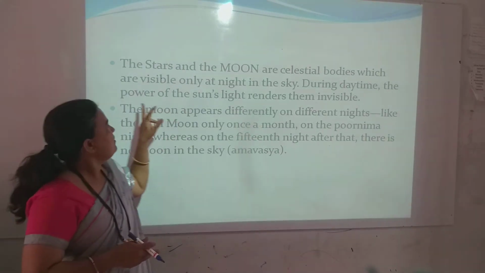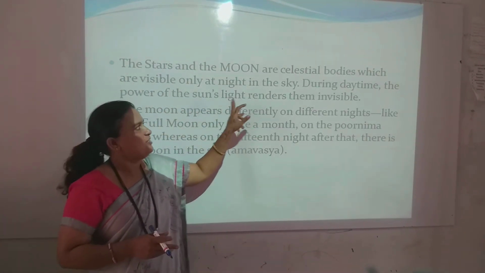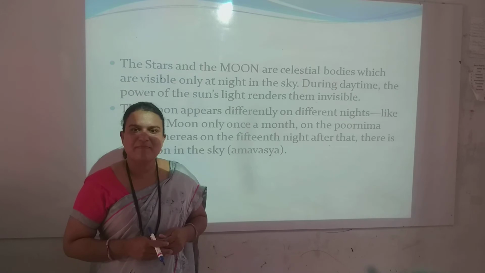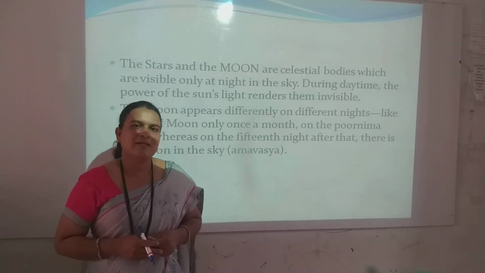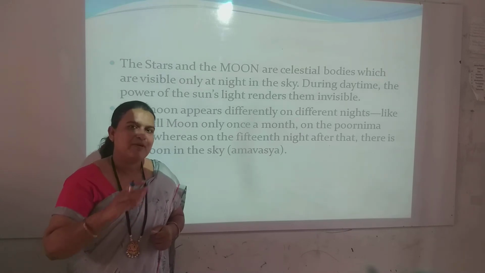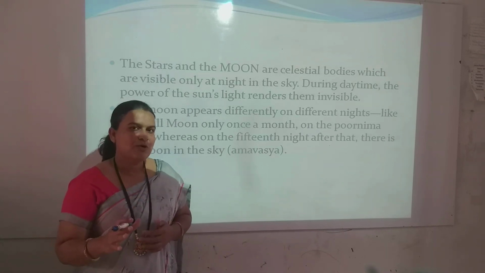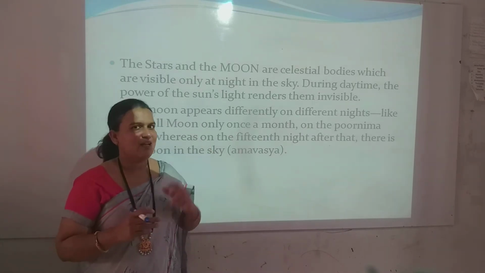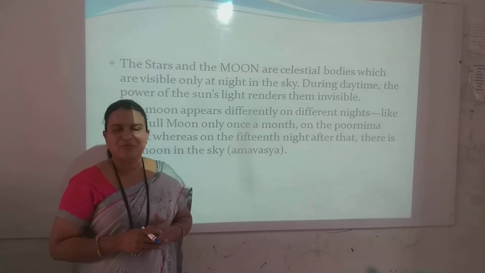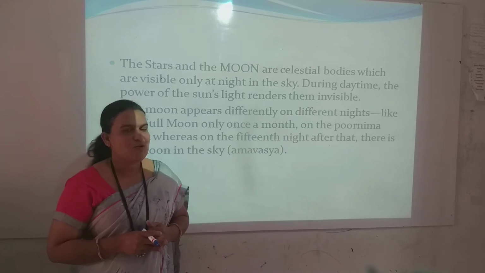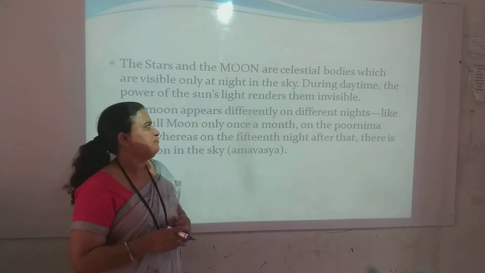During the daytime, the power of the sun's light renders them invisible, and we see stars only appearing during the night time. So, you might now understand that during the daytime also stars are there, but due to the sun's bright light, we cannot see them.